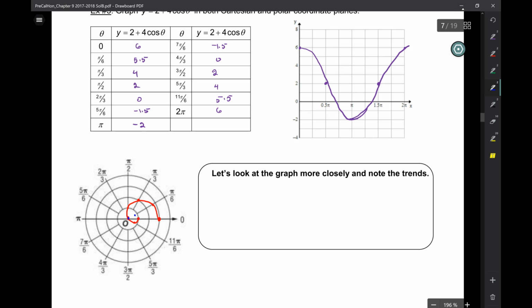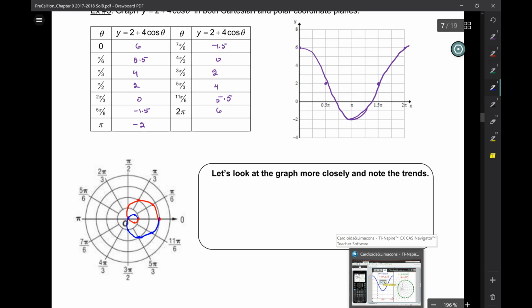And then at 4 pi over 3, it's 0. So look at what happened. Do you see what happened? Right? So then at 3 pi over 2, it's 2. Then 4. Then 5.5. And then, isn't that cool? So it makes a little loop inside.